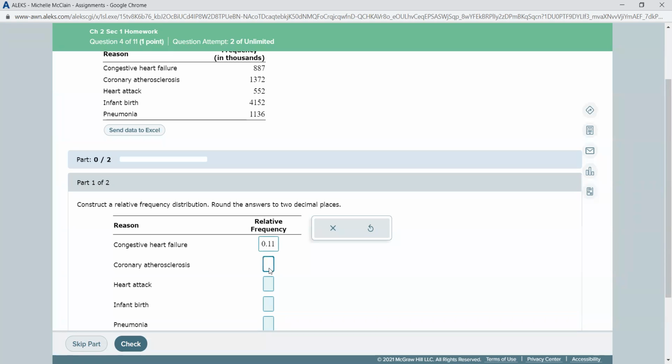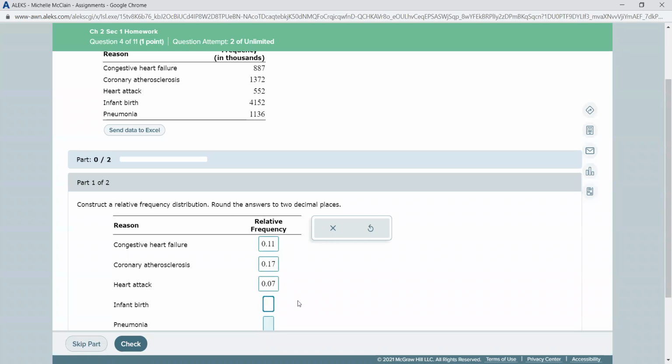Okay, so we're going to do the same thing for the coronary. So we're going to take 1372, the next frequency, divide by the total, 8,099. Round 2 decimal places, and I am getting 0.17. Right, up next, heart attack, same thing, 552 divided by 8,099. Round 2 decimal places, 0.07.